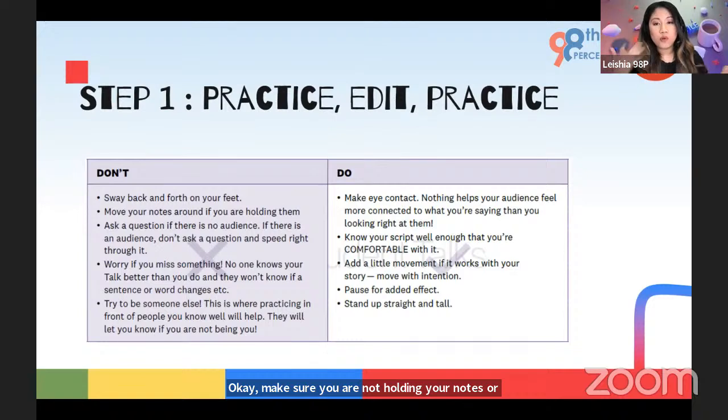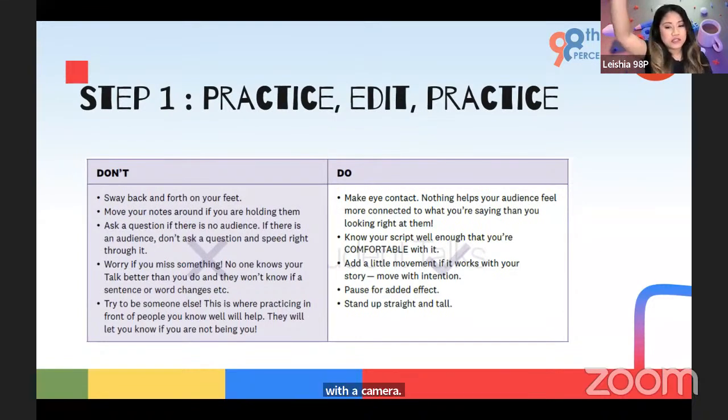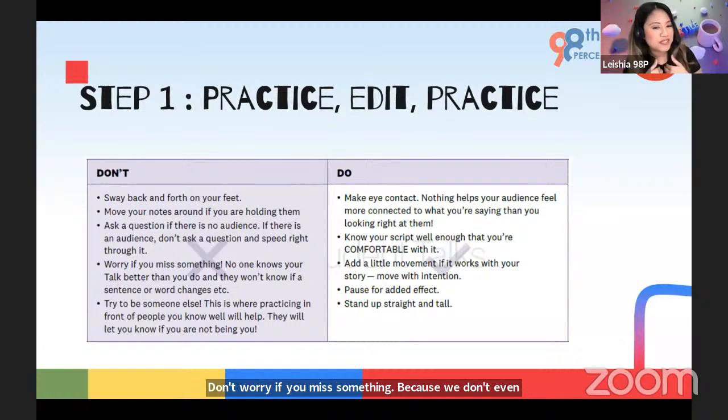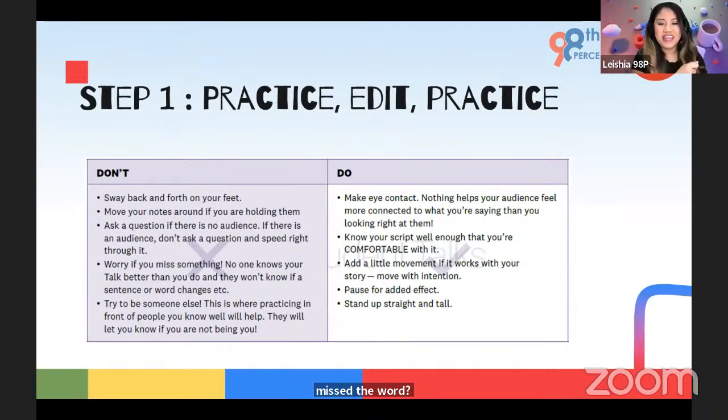And since you are recording with a camera, you don't have to necessarily ask them to raise their hand or anything, right? Because usually it is going to be with a camera. However, if you ever do speak in front of a public audience, you can go on and do that. Don't worry if you miss something, because we don't even know what your script is. How would we know if you missed a word? So if you do miss a word, just keep going, okay? Just keep going, and that's where practice comes in.